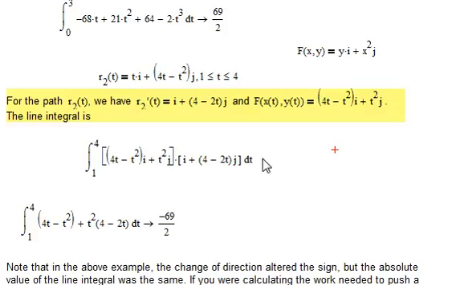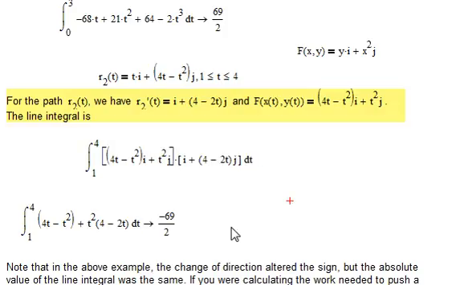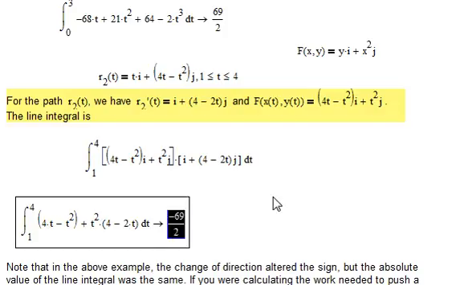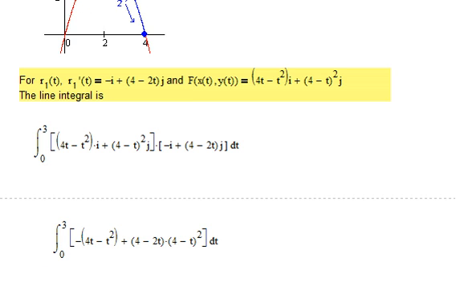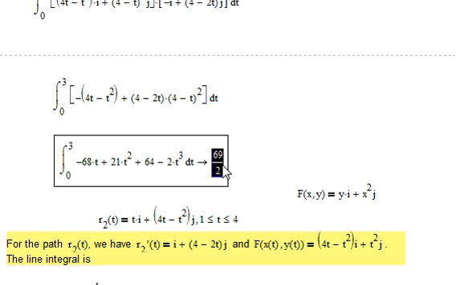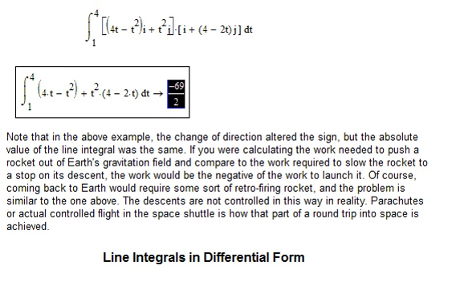And again, the dot product's pretty easy. 1 times (4t minus t squared) plus t squared times (4 minus 2t). See that? And like I say, I won't bore you with multiplying that out. And then when we integrate, it's only polynomial integration. But look what we get as a result, just what you expected. We got the same numerical answer as when we went in the other direction, but this time instead of positive 69 halves, it's negative 69 halves, and I'm sure you would have expected that.